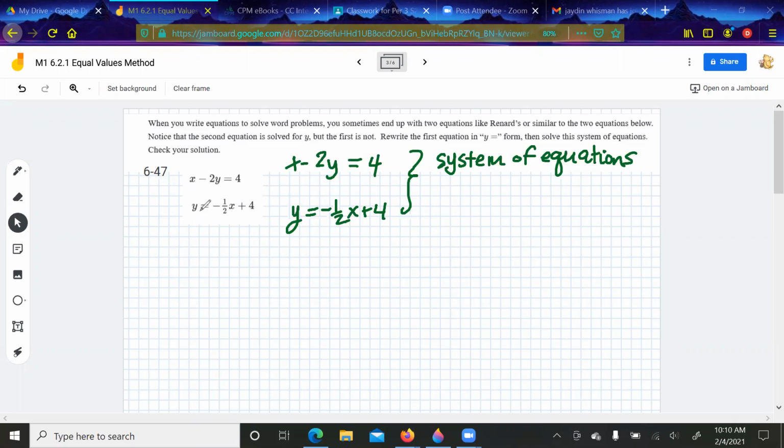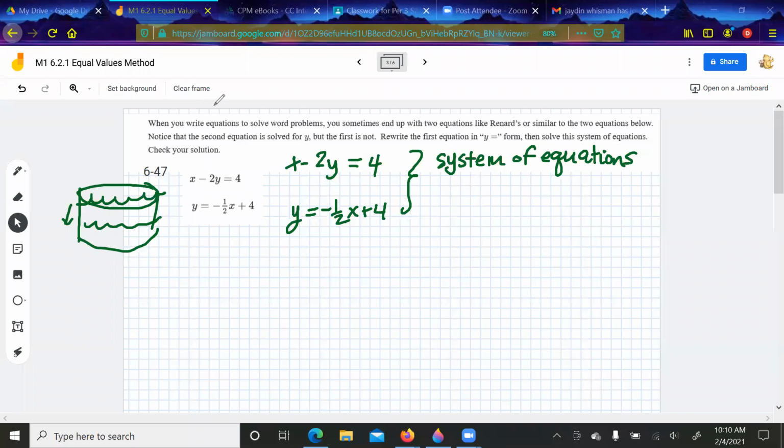So y would represent how much water there's currently in the pool as it drains, right? So you have a pool, and there's water in it, and it's draining, so it's getting lower and lower. So we can find how much water is in the pool at a certain amount of time. All right, so to solve this, we're going to use equal values.